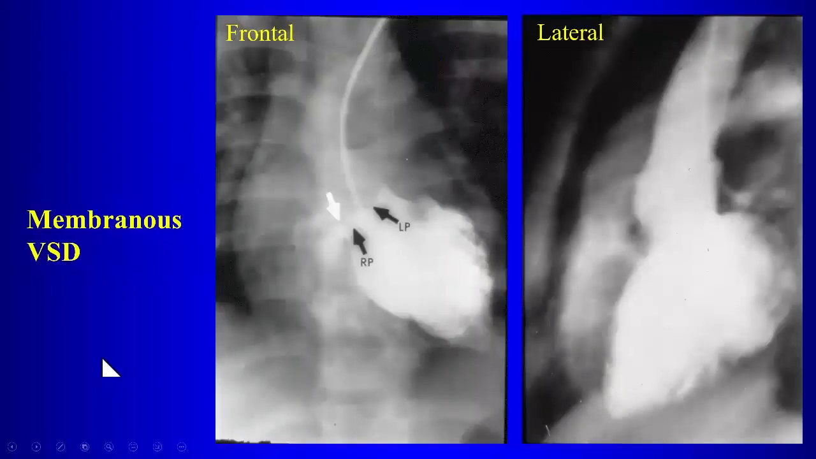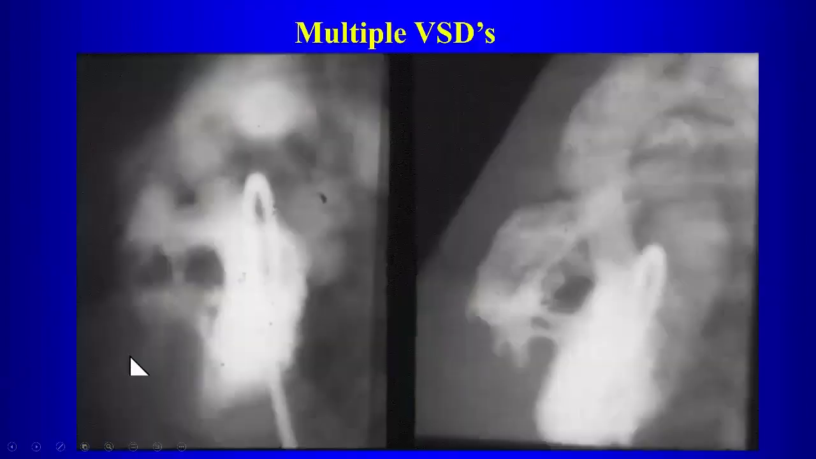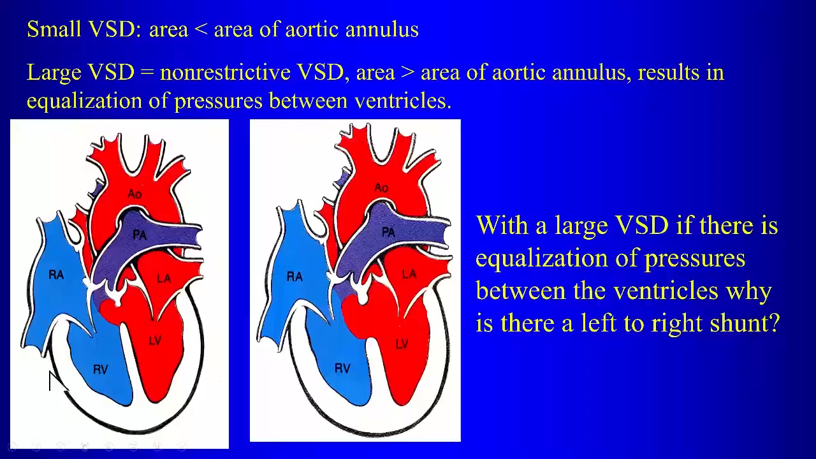All right. So membranous ventricular septal defects, fortunately, those are usually pretty small. So here's an example of an opening there, and you can see how it goes through from left to right, filling the right side. And then this is an example of multiple defects here through the trabecular portion of the interventricular septum. Okay. Now, a small VSD is when the area is smaller than the area of the aortic sinus. A large VSD is called a non-restrictive VSD, so that's where it's larger than the aortic annulus. So that results in equalization, actually, of pressures between the ventricles. So the pressures in the right ventricle can be similar to the pressures in the left ventricle.